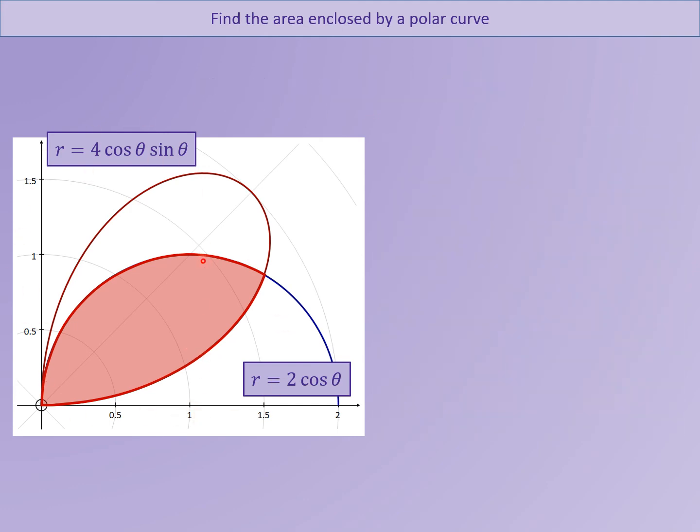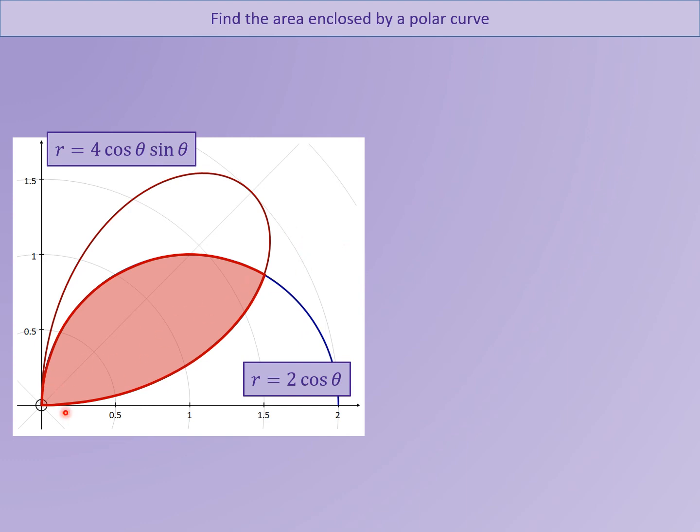We can see that we've got an area that's not just enclosed by some poles, but it's also enclosed by two graphs, two polar curves. Now, if this was a case of trying to do this with integration as normal, what you would do is you would find the integration of one of the curves, and then you would take away the integration of the other and find the difference between them.